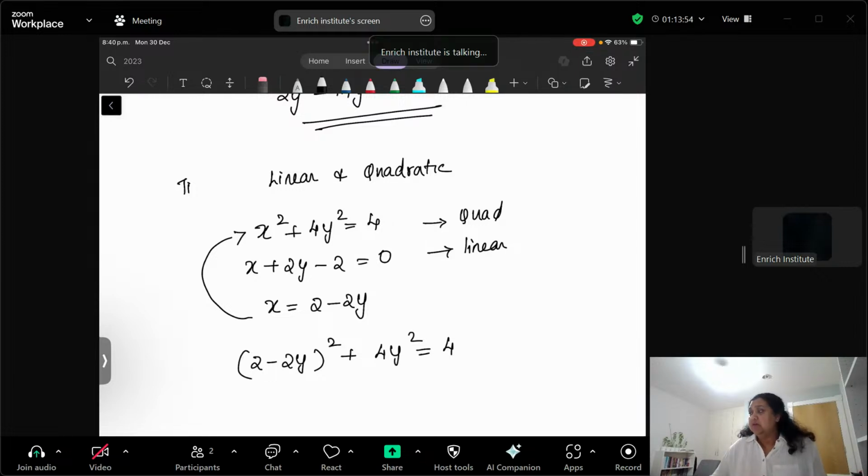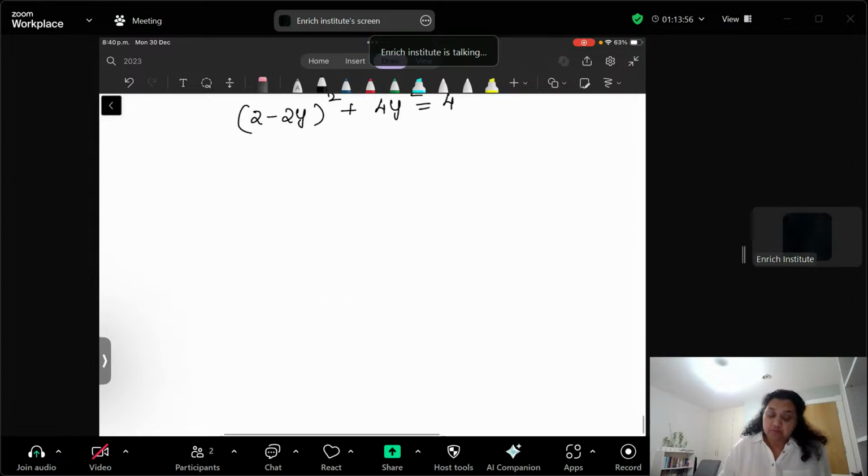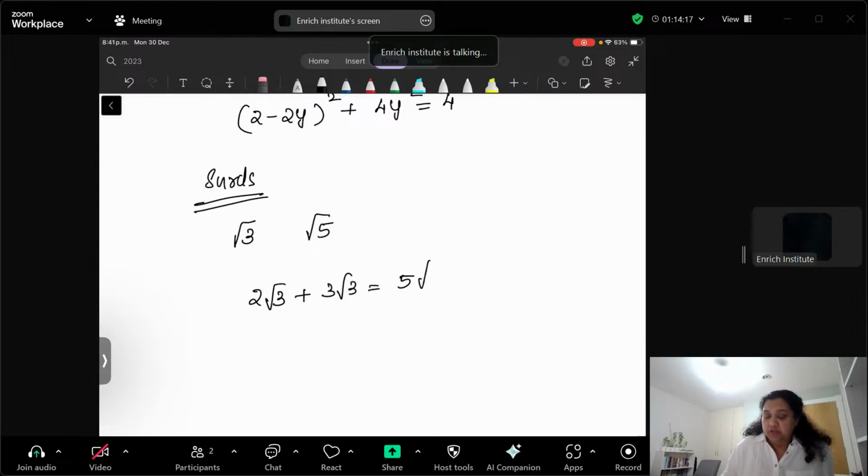Okay, the last topic is surds. For surds, it is square root of 3, square root of 5, etc. Let's work with the surds. Now here you have some rules. For example, if I have 2 root 3 plus 3 root 3, it will be 5 root 3. It works just like algebra. But if I have root 3 times root 3, it will be root 3 square, which is equal to 3. So whenever you multiply two surds, you will get the number which is inside.